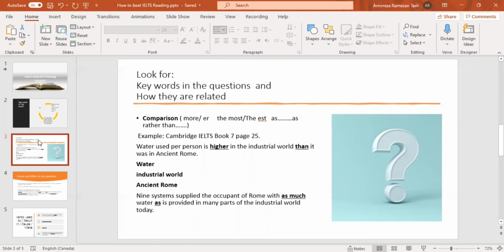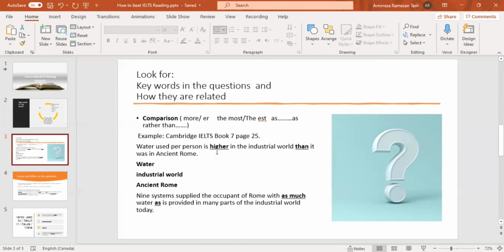An example for comparison is Cambridge IELTS Book 7, page 25. As you can see, the example is taken from Book 7, which is actually an authenticated source for IELTS. Water use per person is higher in the industrial world than it was in ancient Rome.